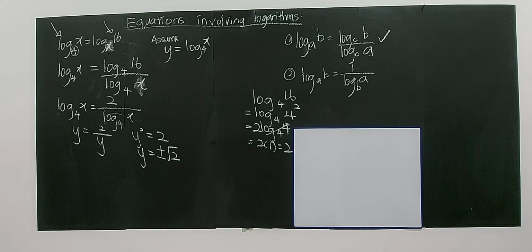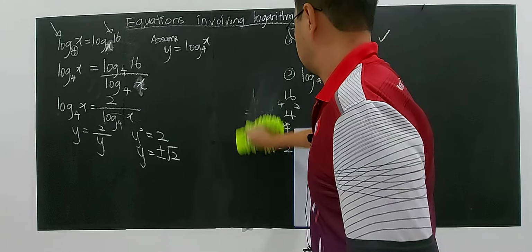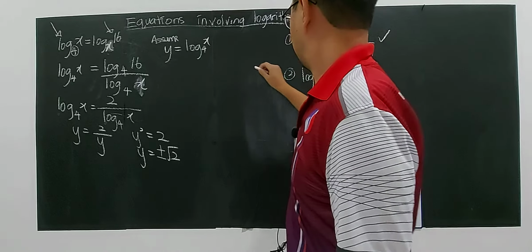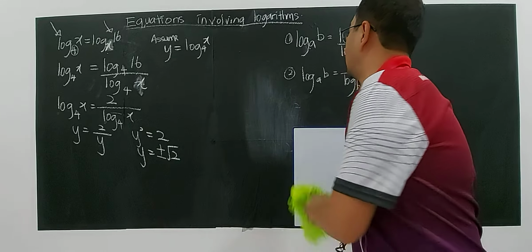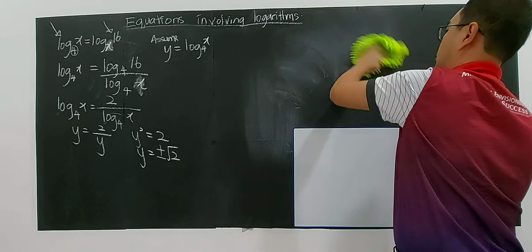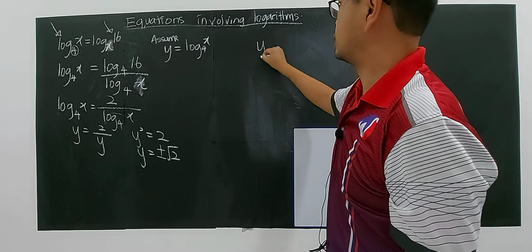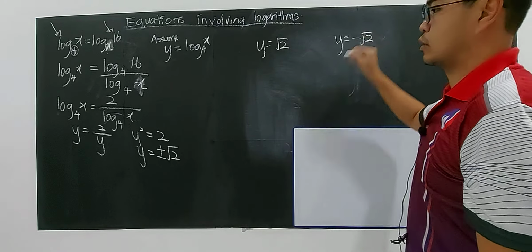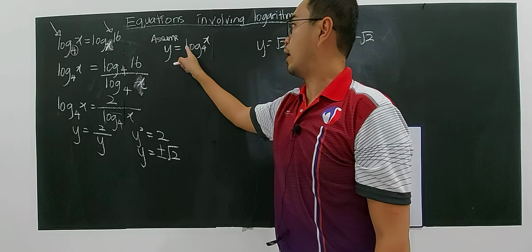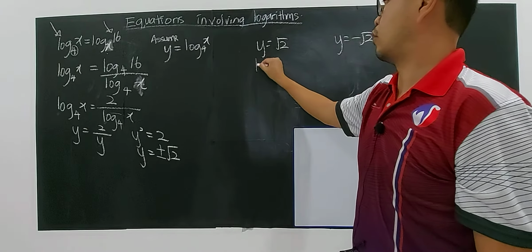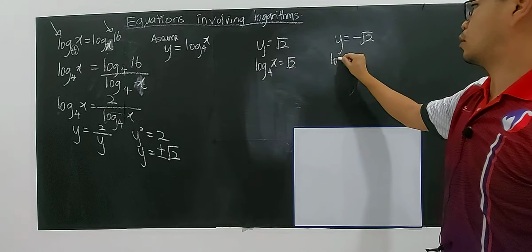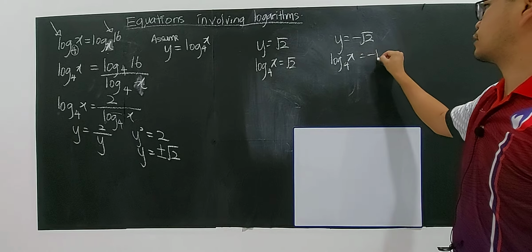So now y is not the solution for this equation. You want to find x. So you know that y equals to square root of 2, or y equals to negative square root of 2, right? What is y? Y is log x to the base 4. Log x to the base 4 equals to square root of 2. Log x to the base 4 equals to negative square root of 2.